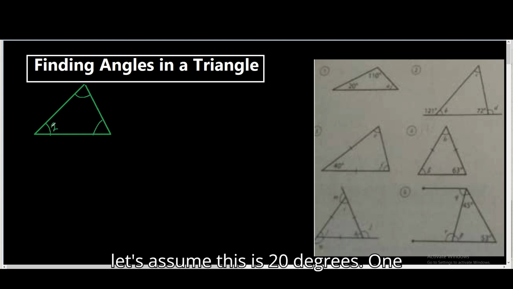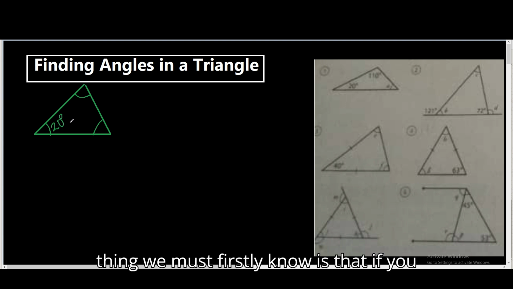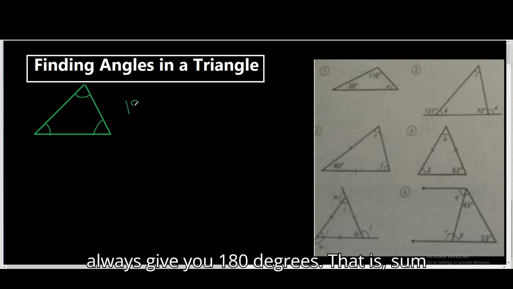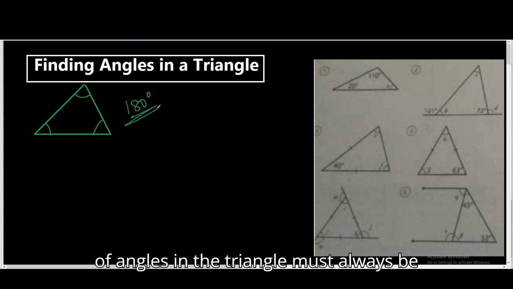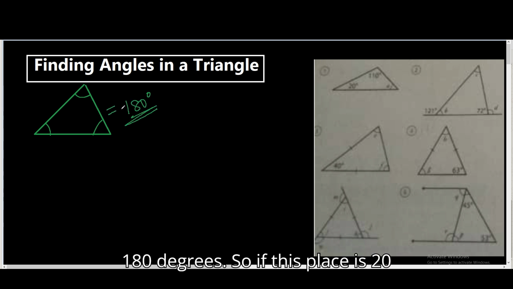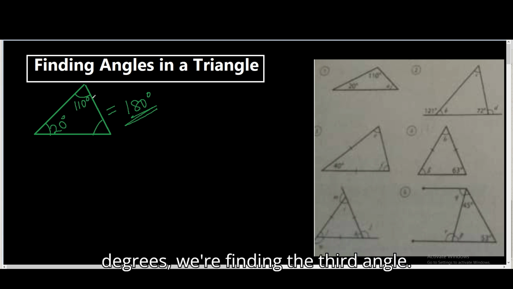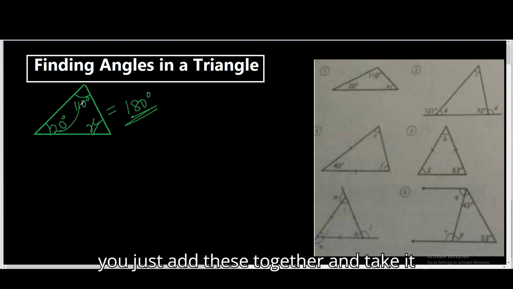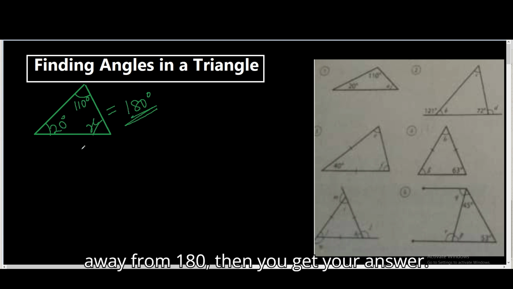So let's assume this is 20 degrees. One thing we must firstly know is that if you add these three angles together, it must always give you 180 degrees. That is, the sum of angles in a triangle must always be 180 degrees. So if this place is 20 and this place is 110 degrees, we're finding the third angle. What are we going to add to make 180? You just add these together and take it away from 180, then you get your answer.